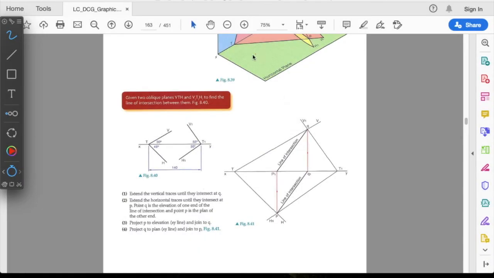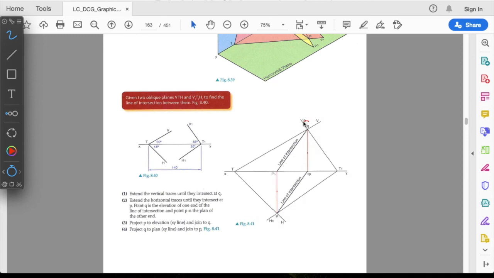So here we have an example of what that looks like in practice. We have a vertical trace and a horizontal trace for our first oblique plane, and a vertical trace and a horizontal trace for our second oblique plane. In this view they're not extended, so they don't appear to be crossing. But in the example where it's drawn out, you can extend your vertical trace as far as you want, extend your horizontal trace as far as you want, and do the same for the other. And you get two points where they meet.